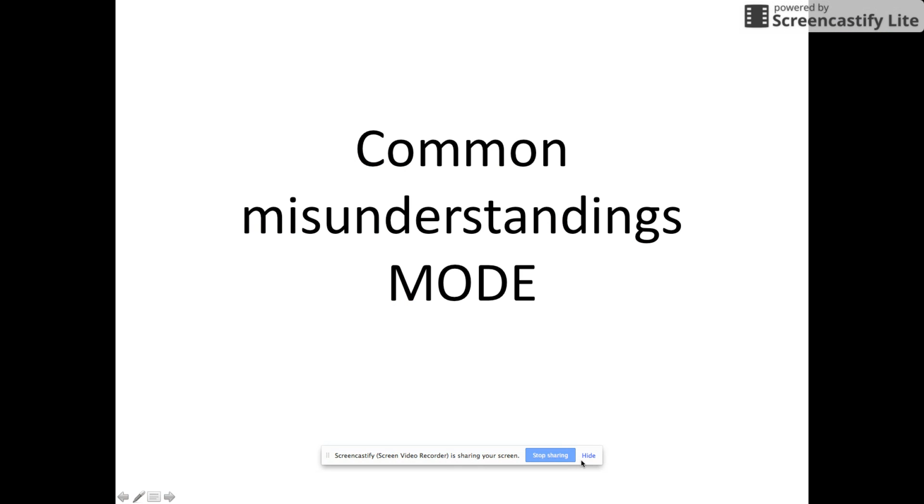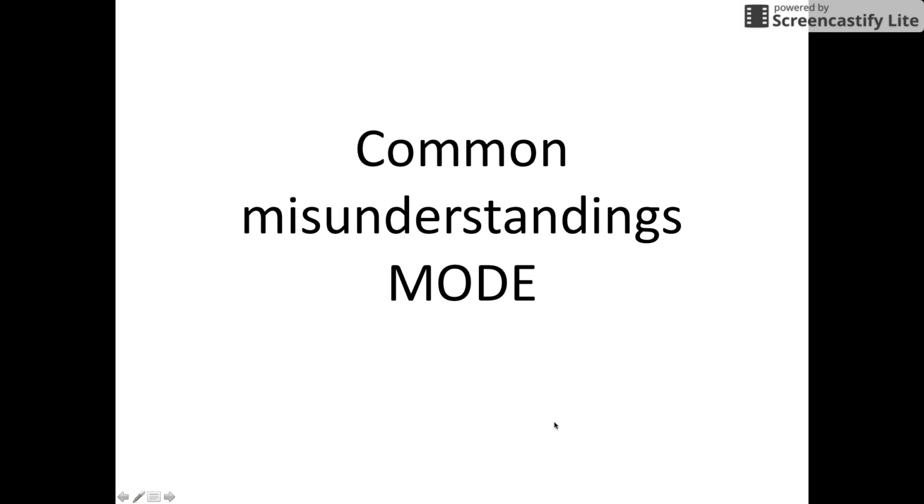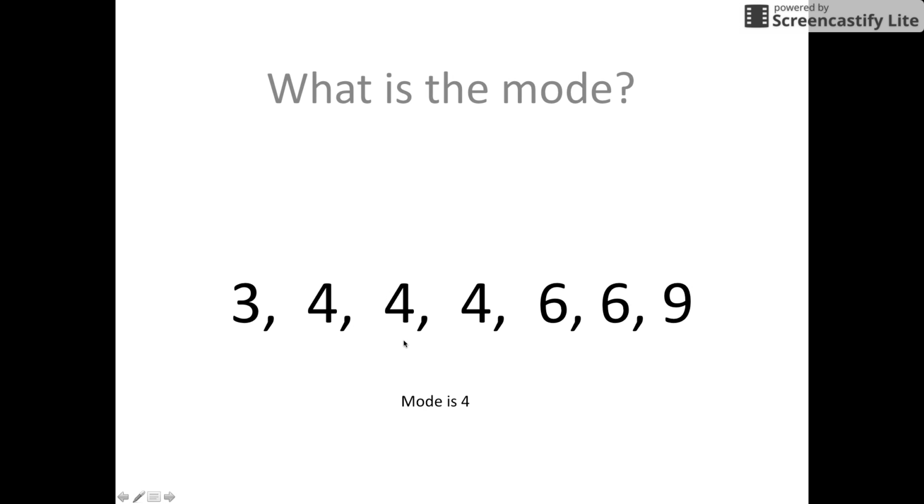All right, so let's look at the standard deviation and mode. First, common misunderstandings of mode. The first common misunderstanding is that mode is the number of times that something occurs. So here the mode is 4, but some people might answer 3. It is always the actual data value that occurs the most.